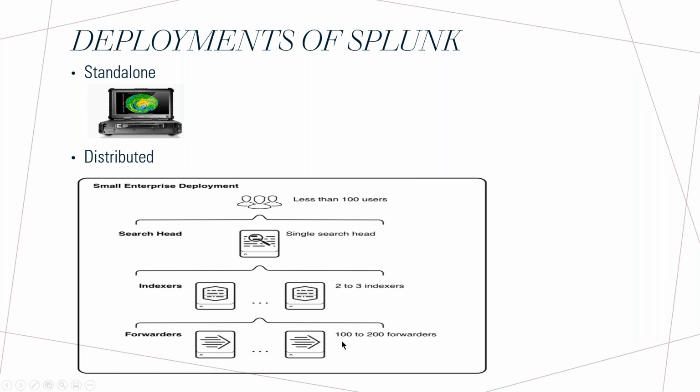That is because if something fails, you will still have the data in the other 2 indexers. This is suited for around 100 to 200 applications, where the Splunk forwarder will be installed. This is the distributed model. And the next one is the cluster.